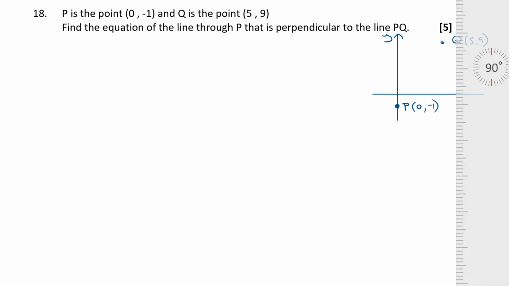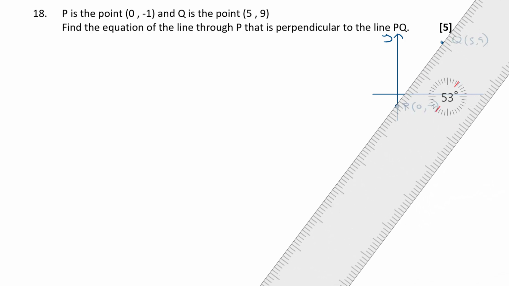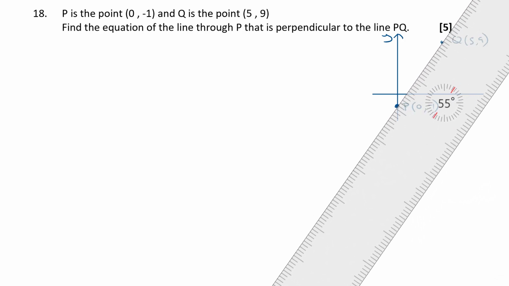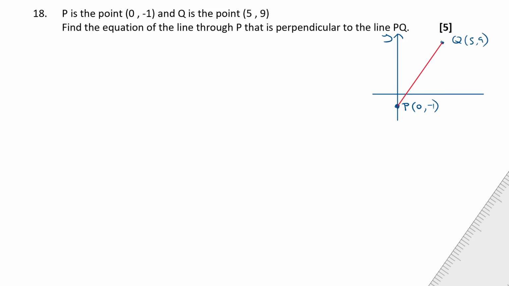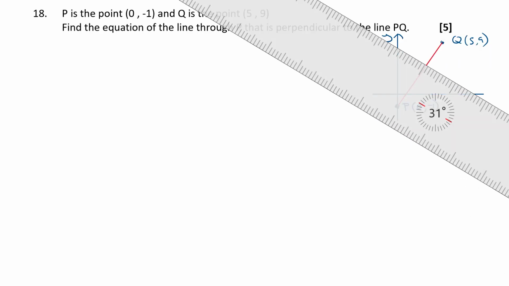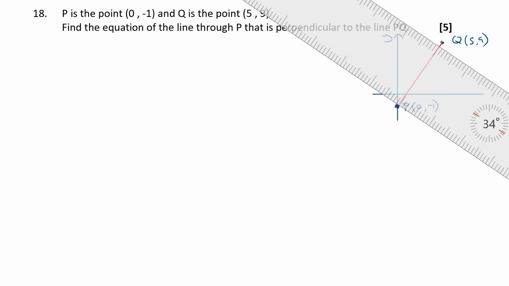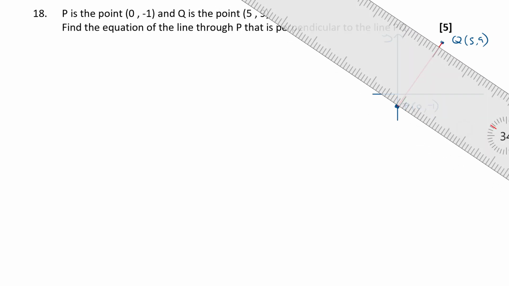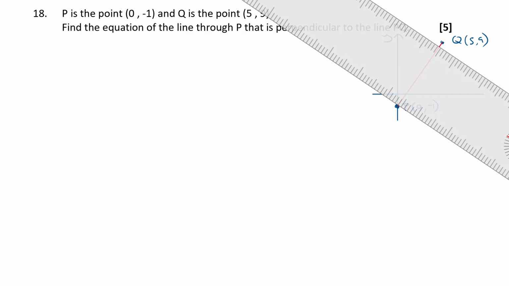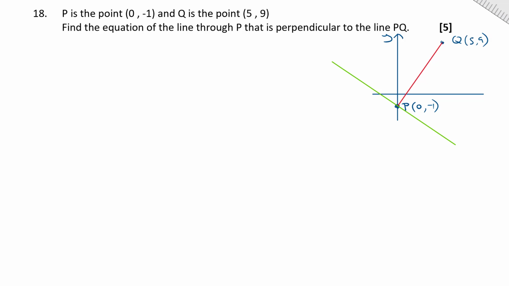Okay, so then if I draw a line between them, that is the line PQ. Now what we want is the line through P, which is perpendicular to the line PQ. So we've got to draw the one that's at right angles to that line. Okay, so what's that line going to look like? It's going to look like this. Okay, that's the line we're trying to find.